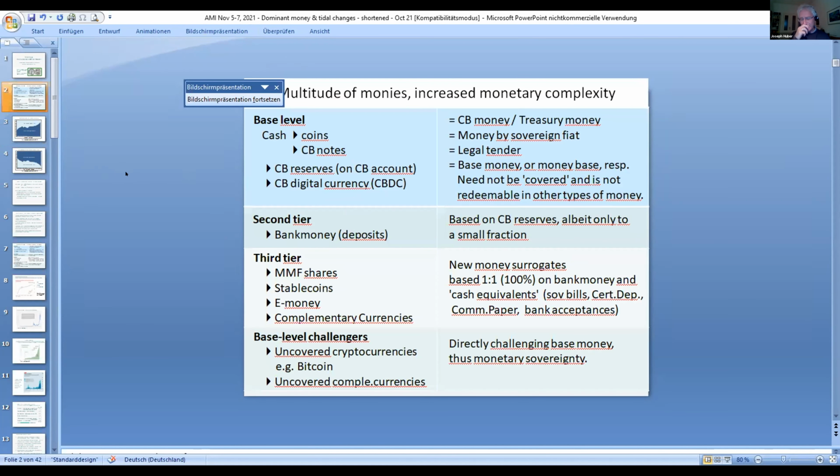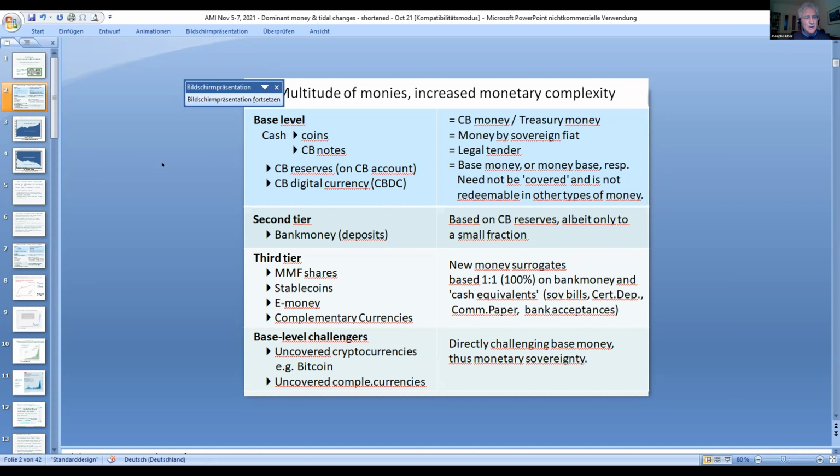And when looking at that table, there are two relationships of particular importance here. The first is the upside down relationship between base level money and second tier, between central bank money and bank money, because you would think, spontaneously but also following most teachings, that base level money is the most important money, the dominant money, and central banks are in control over the stock of money and so on.